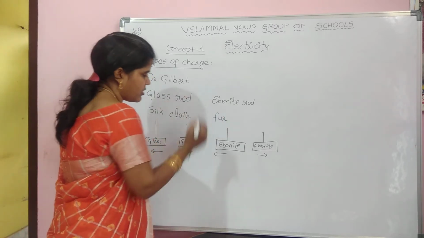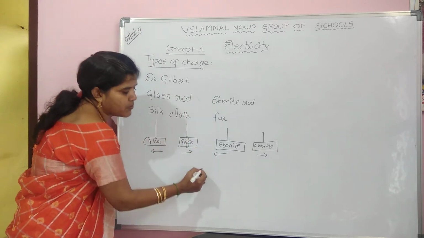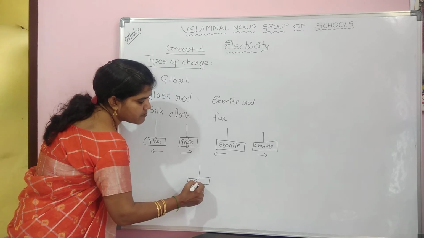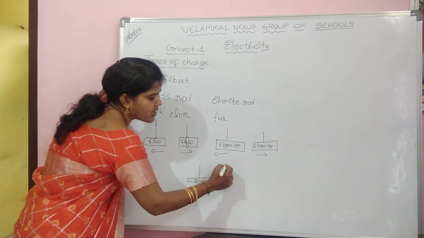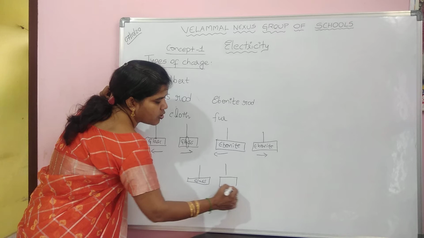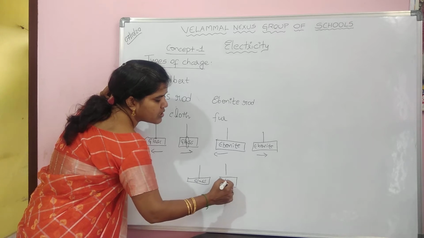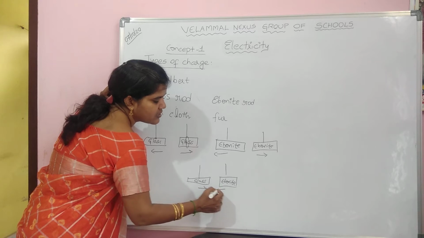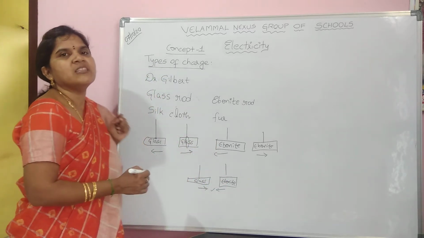Okay. Suppose you take a glass rod rubbed with silk cloth and an ebonite rod rubbed with fur cloth. If you bring both near each other, then what do you see? You will see that they will get attracted.